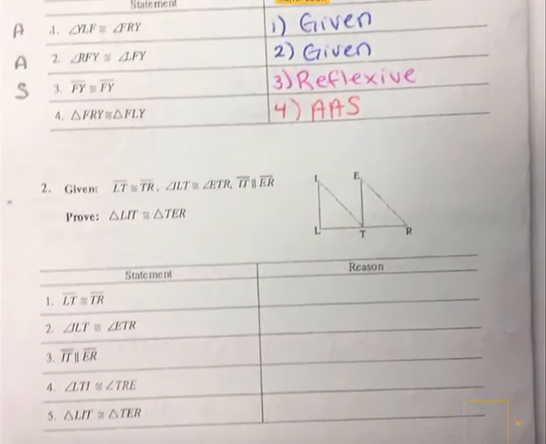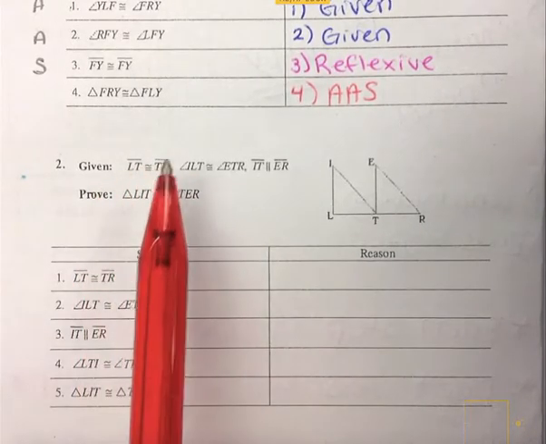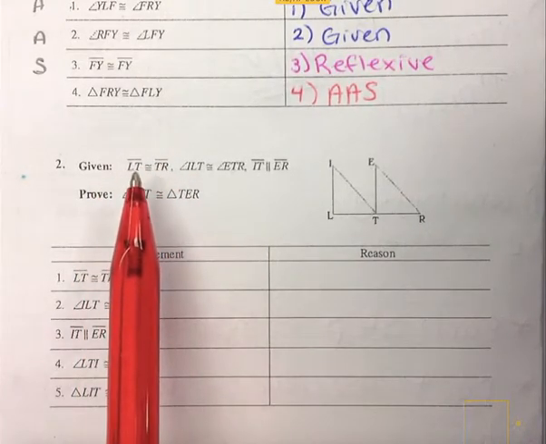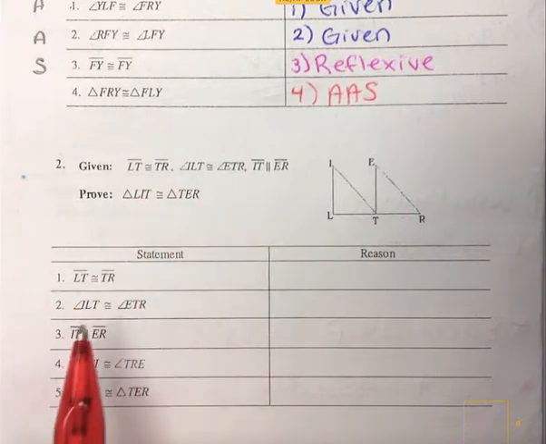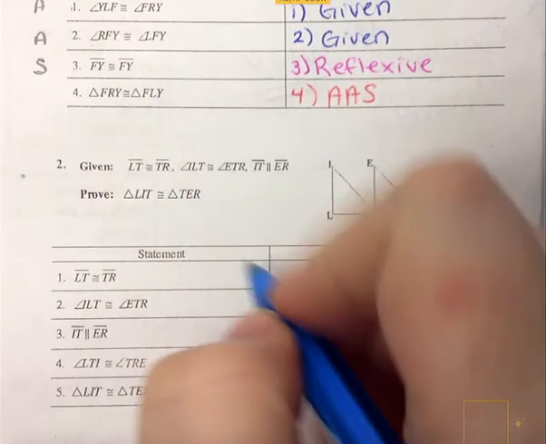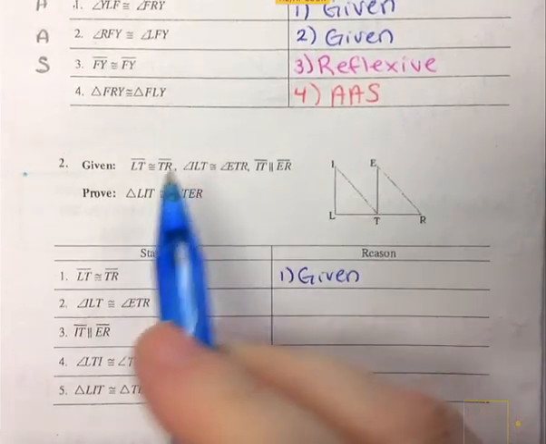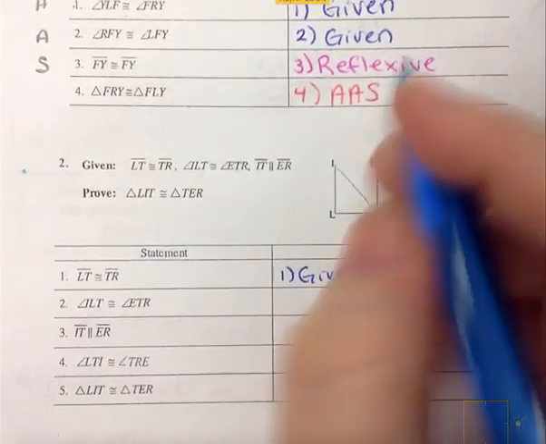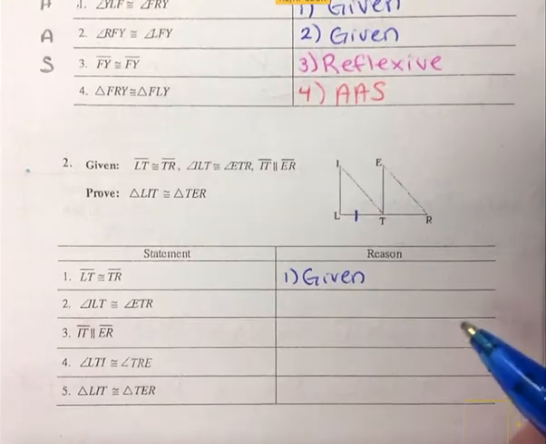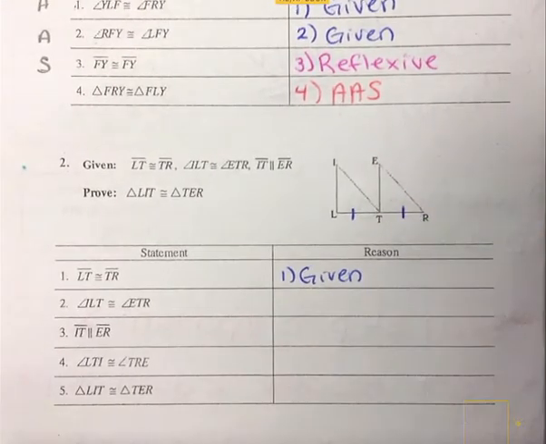On this next problem, again, we want to write out all of the givens. So our first given, we have segment LT is congruent to segment TR. That is written already here. Those are given, so we can go ahead and put given as reason 1. Now I'm going to mark it. Segment LT is congruent, so I have a tick mark on LT, and it's congruent to segment TR, so I put a tick mark on TR.